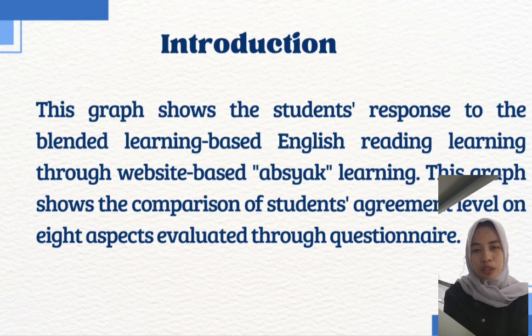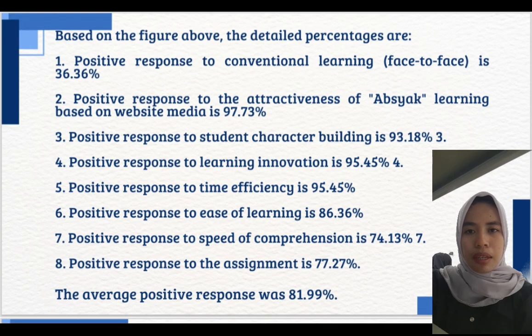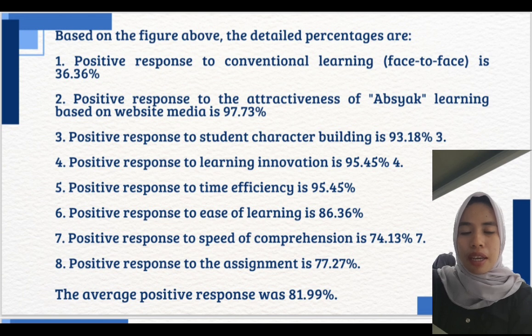So I will introduce this graph. This graph shows students' response to the blended learning based English reading learning through web-based abstract learning. It shows the comparison of the students' level of agreement with the 8 aspects evaluated through the questionnaire. Based on the graph, there are 8 aspects.